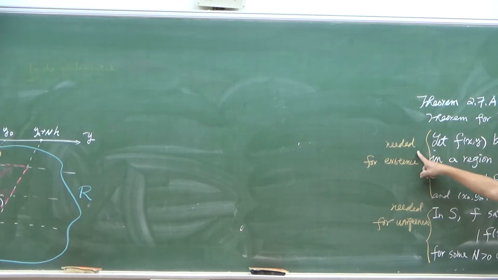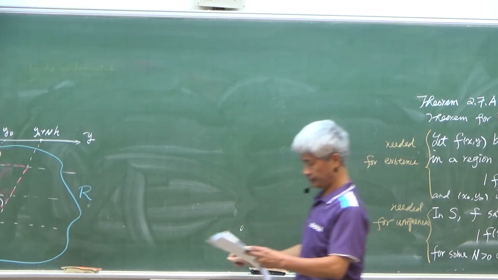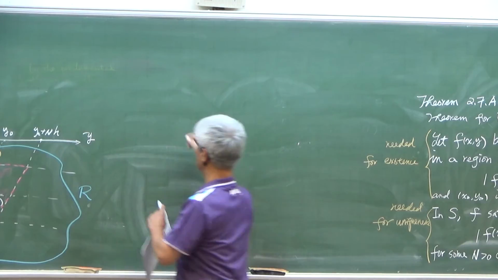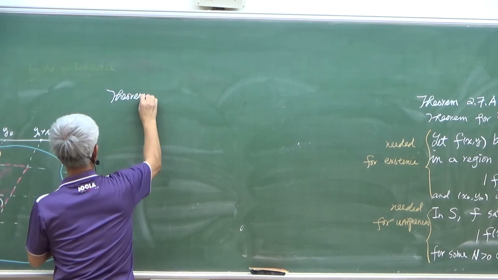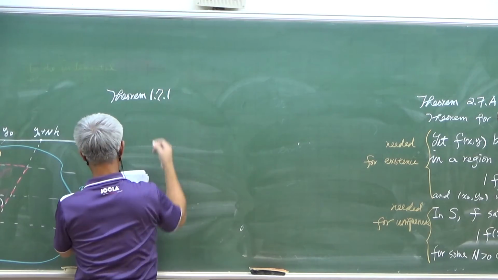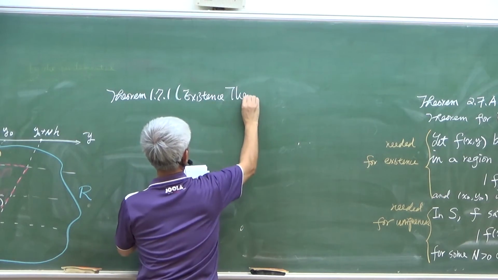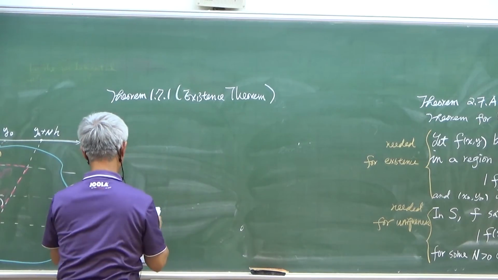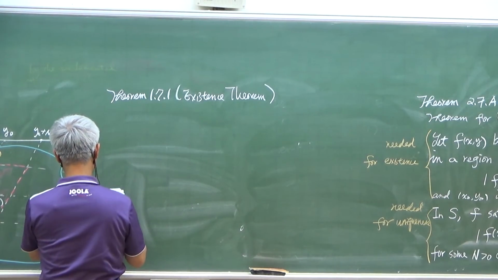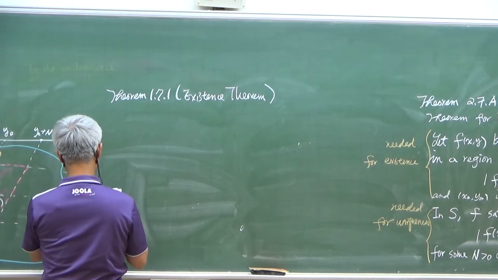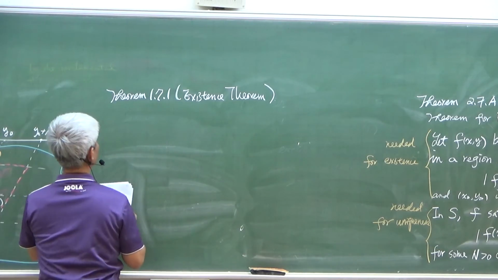So as I said, this part is needed for existence, and this part, the Lipschitz condition, is needed for uniqueness.